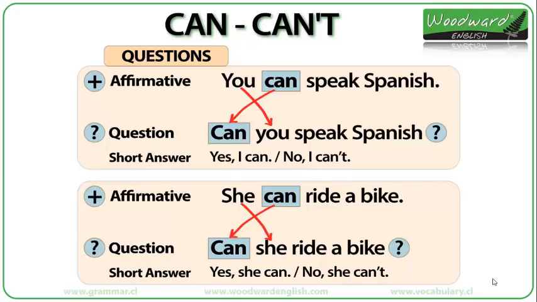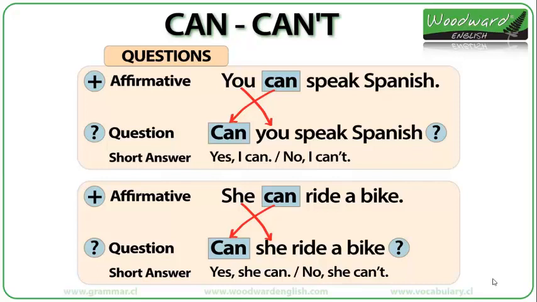Affirmative to negative, then affirmative to interrogative. In the interrogative, we simply bring can to the beginning, before the subject, right? Like in the example, can you speak Spanish? It is the transformation of putting can at the beginning, before you, the subject. The sentence was you can speak Spanish. After the conversion from the affirmative to the interrogative, the sentence is can you speak Spanish, right?